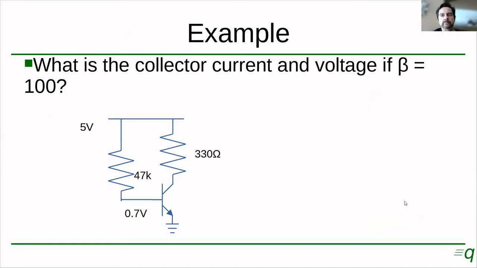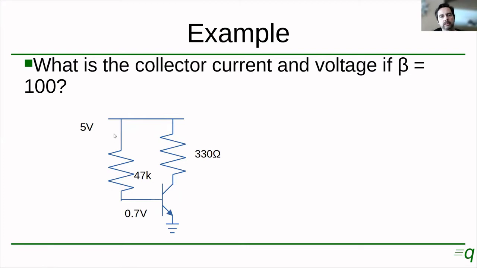So let's consider this example here. We have a circuit with a transistor connected to a resistor. The collector is connected to a resistor of 330 ohms and then to a 5-volt supply. And the base is connected to a 47 kilo ohm resistor to the same 5-volt supply. So what is the collector current and voltage if beta is 100?